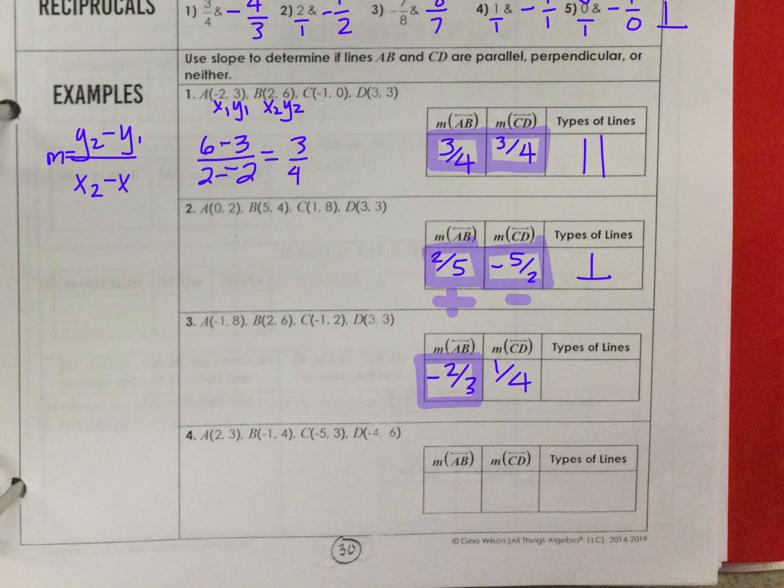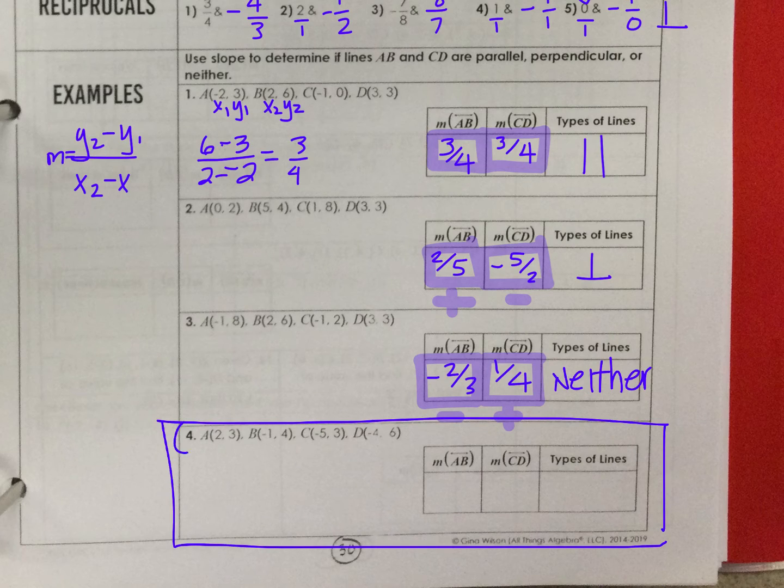This next one is negative 2 over 3 and 1/4. Well, they're opposites. That one's negative, that one's positive, but 2 over 3 is not reciprocal of 1/4. So they're not the same, they're not opposite reciprocal, which means they're neither. They're just regular old lines that cross. I want you to do number 4 yourself. You need to find the slope of those two parts and then see whether they're parallel, perpendicular, or neither. Before you do that, flip over to the next page and we're going to practice this a few more times.